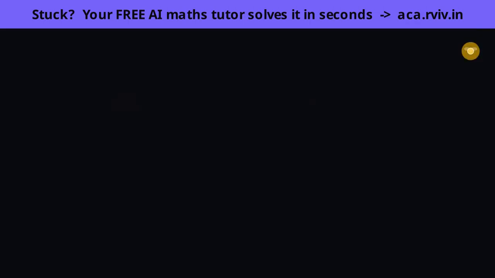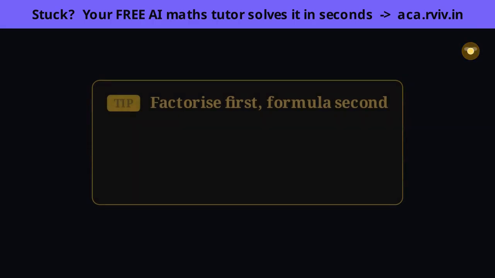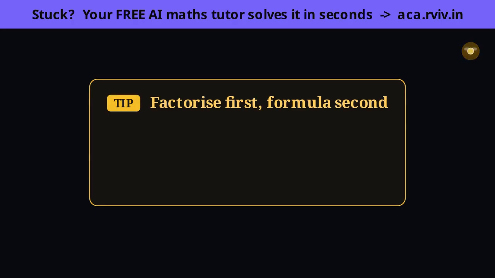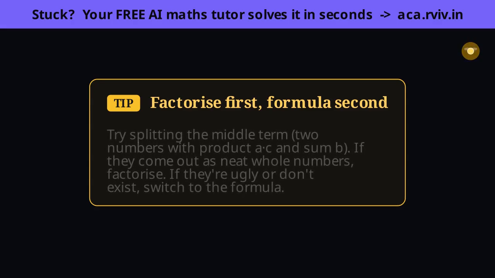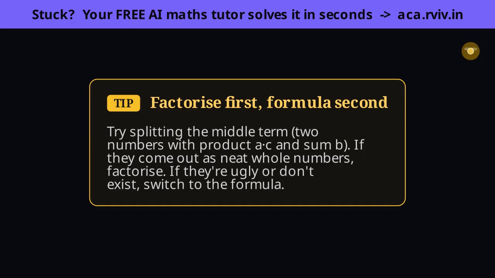A smart order of attack, and here's why it works. Always try factorizing first. Look for two numbers with product a times c and sum b. Those two conditions are what let the four terms group into two matching brackets. If the numbers are clean whole numbers, split the middle term and you're done in seconds, far faster than the formula. But if they turn ugly or don't exist as integers, that's your signal the roots aren't rational, so stop hunting and reach for the quadratic formula, which always works. Factorize when you can, formula when you must.